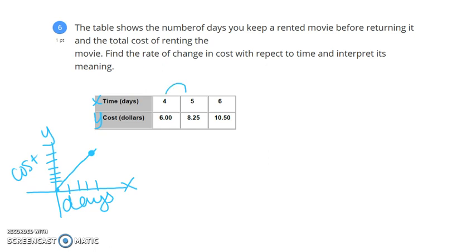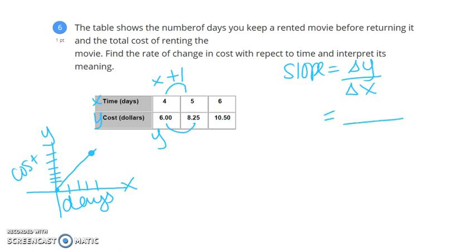Well, we need to find the change from day 4 to day 5. So we can look at this by how much x changes and then how much y changes, and then we'll put that into our slope formula of the change in y over the change in x. The change in x is going from day 4 to day 5, so that is plus 1. So my change in x is 1.